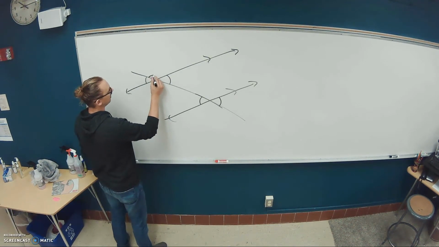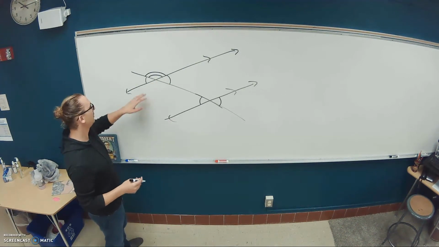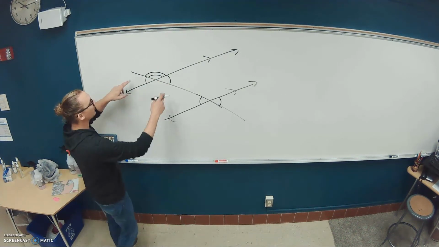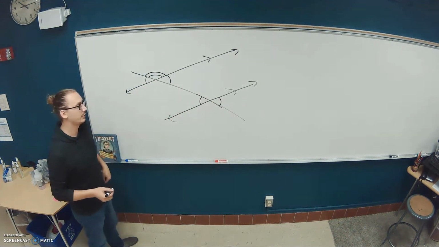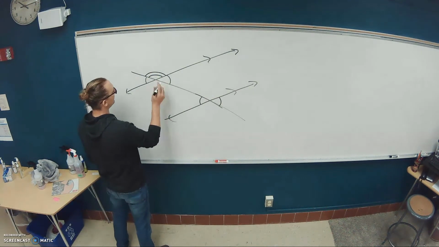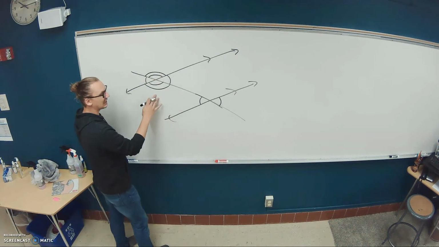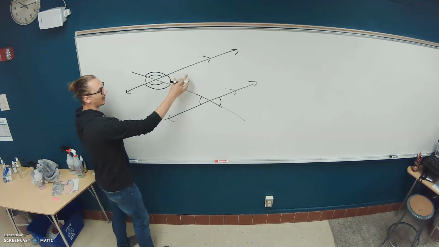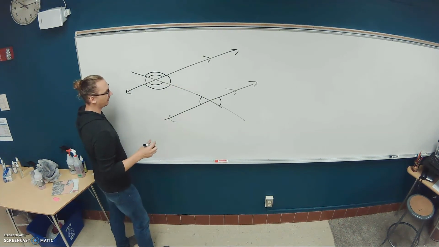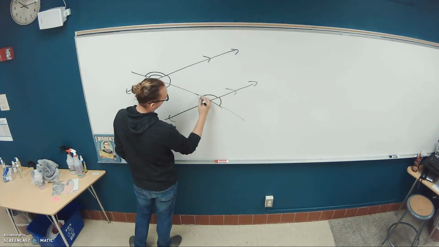Let's talk about this angle. Notice I'm drawing two arcs so that we don't confuse the congruencies here. Everything with one arc is congruent to each other. Everything with two arcs will be congruent to each other. Okay? So this one will be congruent to this angle because they're vertical. Remember, opposite sides of an intersection. These two angles are congruent to each other. These two angles are congruent to each other. And then we've got the corresponding angles as well. And then these two are vertical.